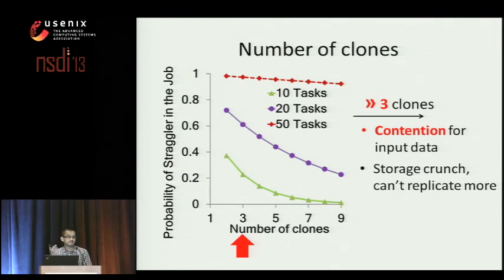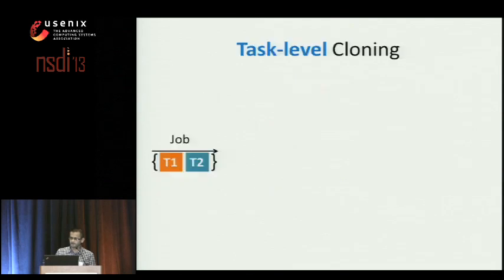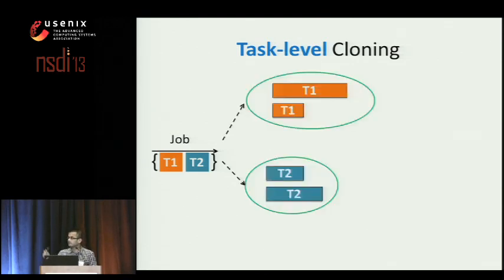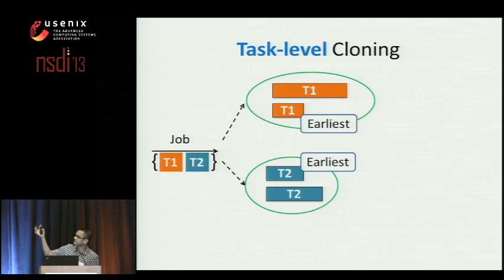As some of you would have guessed, the main problem with this straw man was that we were looking at a set of tasks together and picking a winner among a group of them. A natural alternative to this is to go fine-grained, which we call task-level cloning, where, in the same example, a job comes in with 2 tasks. We now create clone groups for each of the tasks, and pick the earliest within the clone group of every task.